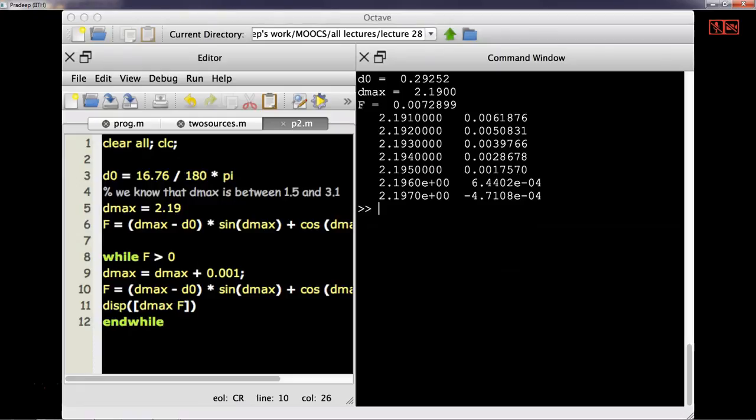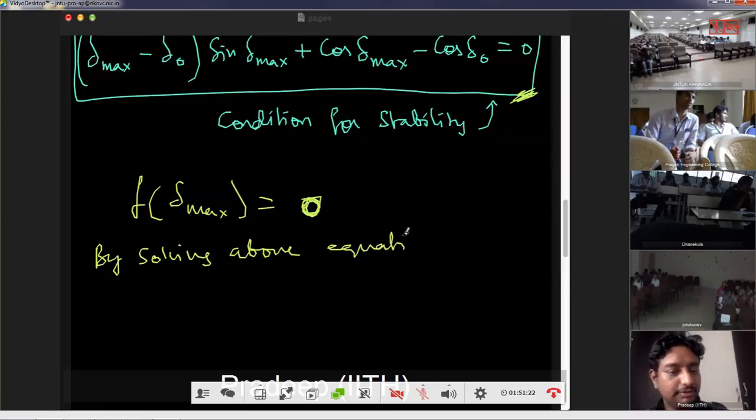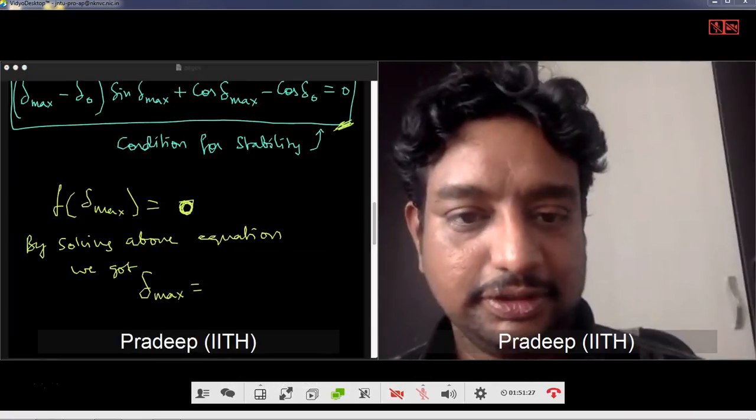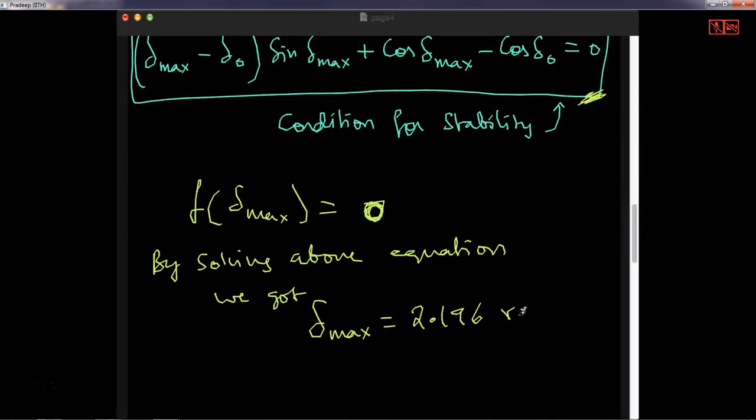So what I am writing here is, by solving we got delta max equal to 2.196 radians. So let's convert that into degrees. 2.196 into 180 by pi. So this is 125.8 degrees.